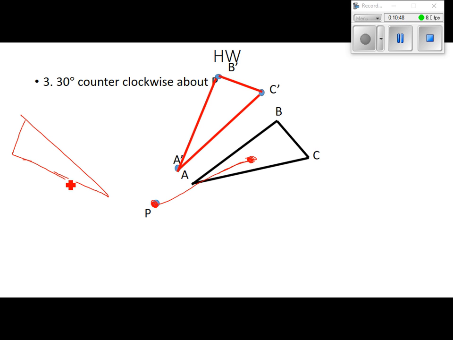Get it in your mind. Use your paper. Turn your paper. Mackenzie's up here drawing on my graph paper all the time. She wants to rotate this 90 degrees counterclockwise. Turn your paper and look at it and see, hey, that's where it should be.